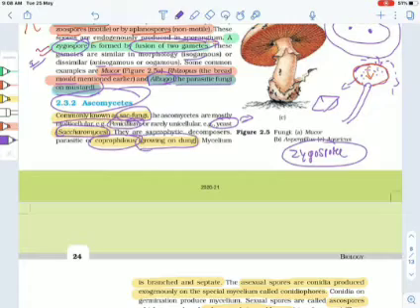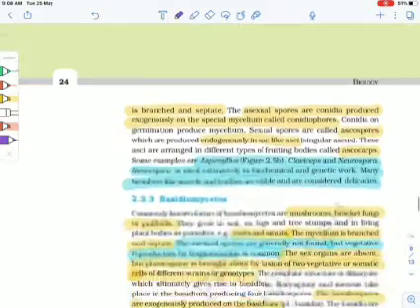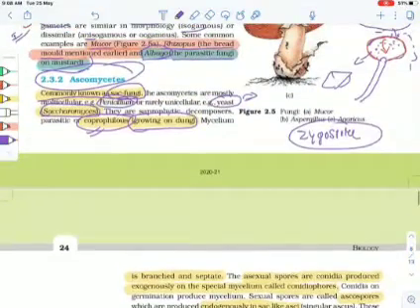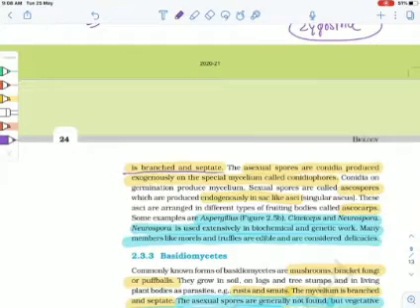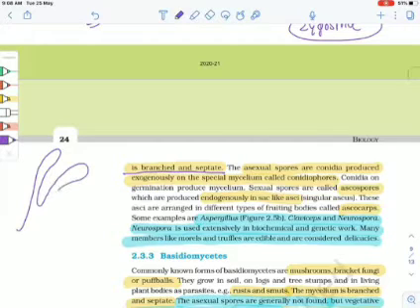Now see, what is coprophilous? Coprophilous means growing on cow dung. Remember the word coprophilous. Now see, the mycelium of Ascomycetes is branched and septate. That means this is the mycelium and this is branched and has septa. These are the septa, right? So the mycelium is branched and septate.